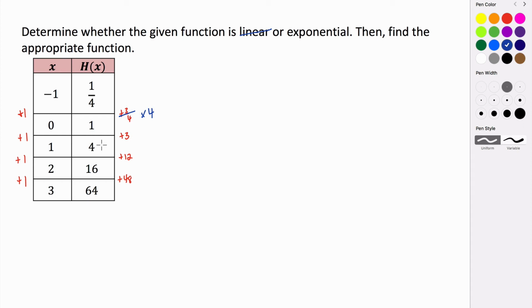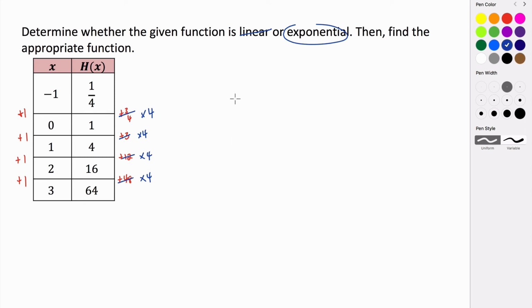So in order for this to be exponential growth, to get to the next value after this, again, we would have to multiply by 4. And 1 times 4 is, in fact, 4. And then 4 times 4 is 16. So we can multiply by 4 here. And then 16 times 4 is 64. So it does look like the y values here are increasing by a factor of 4. So this does appear to be an exponential function.